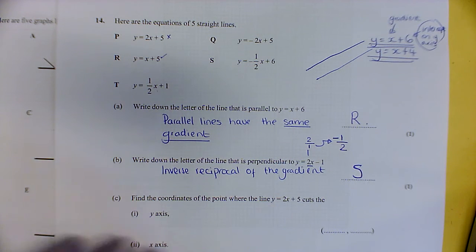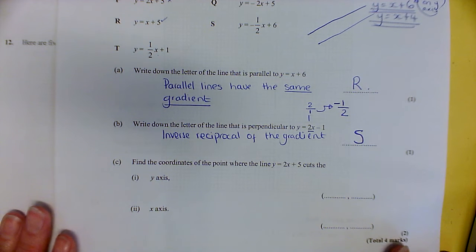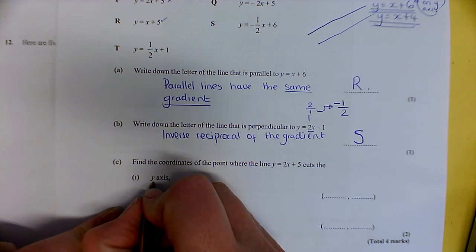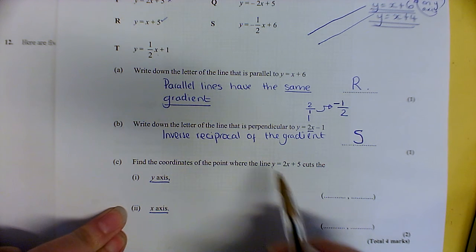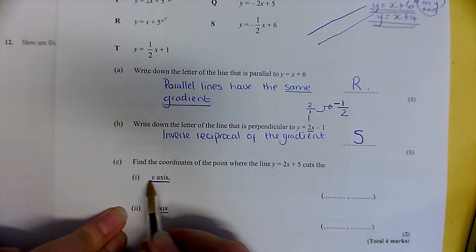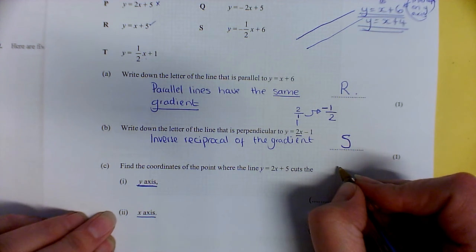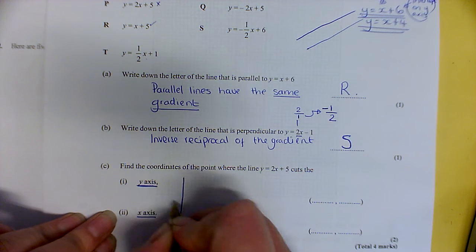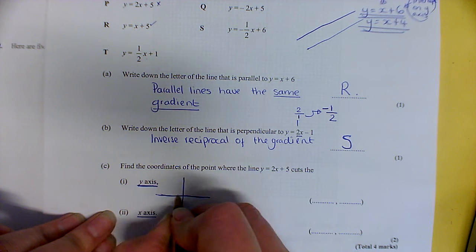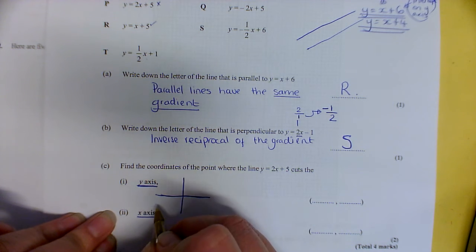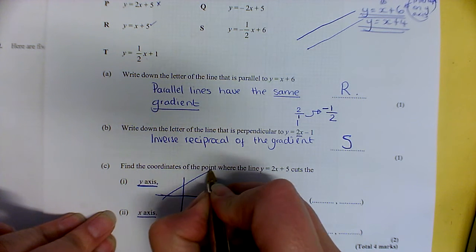Okay, so to find the coordinates of the point where the line y equals 2x plus 5 cuts the y-axis and the x-axis. If it's cutting the y-axis, it basically means that, let's just have a little think. Let's see if I can draw a graph. Let's do it here. So if this is my graph, when it's crossing the y-axis, so let's just say 2x plus 5, let's cross it like this. This is my 2x plus 5 line.